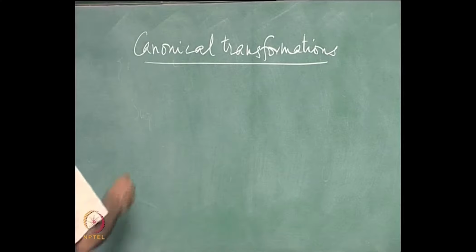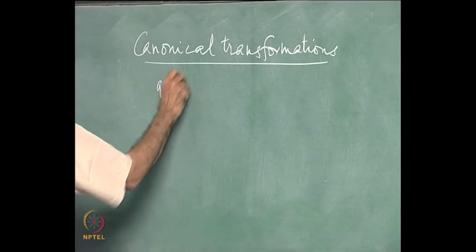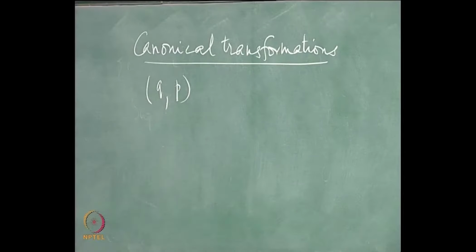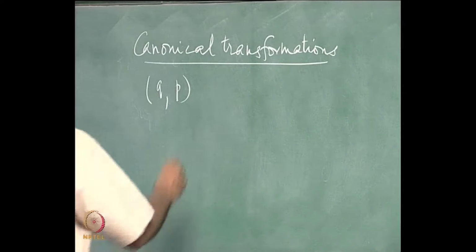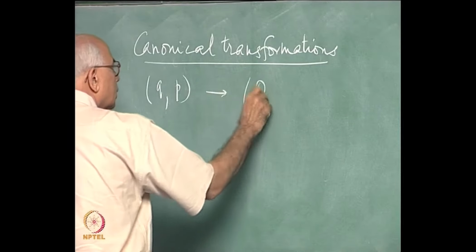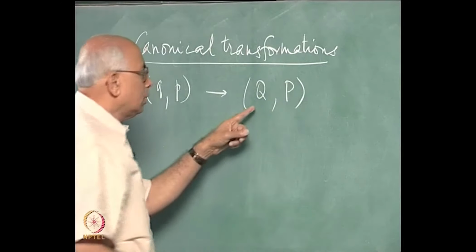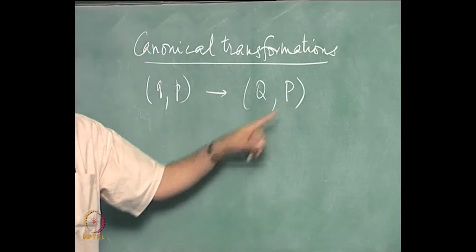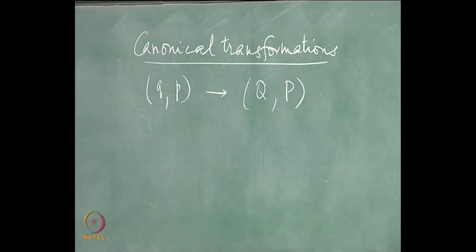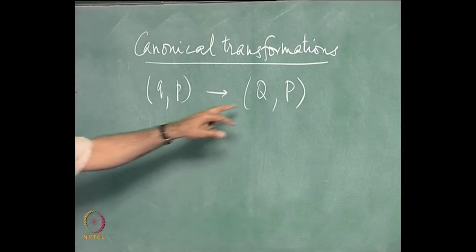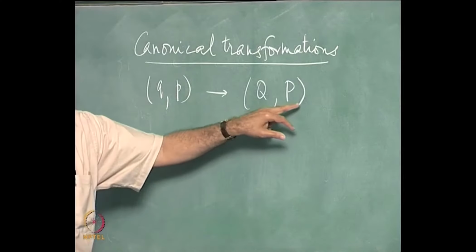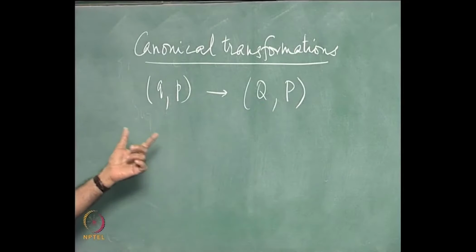Suppose instead of starting with the coordinates and momenta q and p, I am able to find a change of variables, a change of dependent variables from the set q, p to a new set of variables, and let us call those variables Q, P. There are n of these and n of these, so the total number of independent dynamical variables does not change, it is still 2n, but these new variables are functions of the old variables.